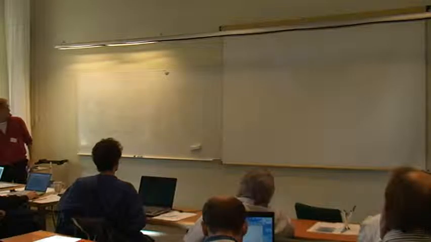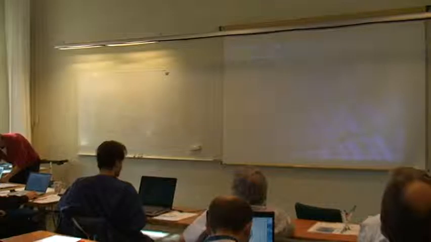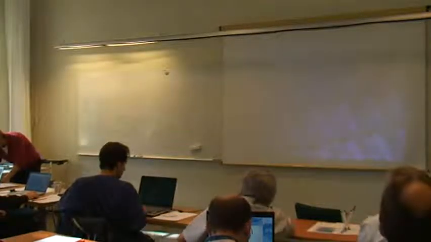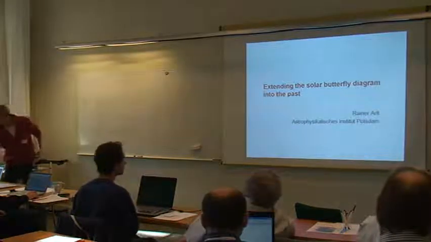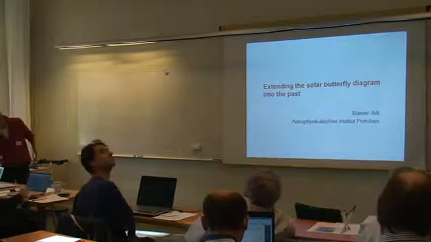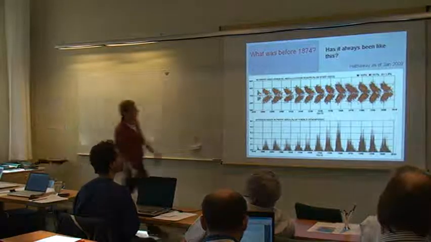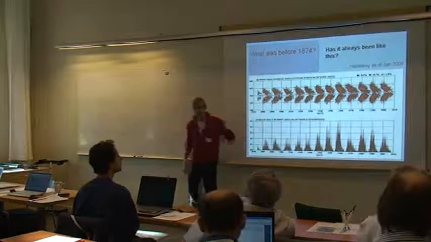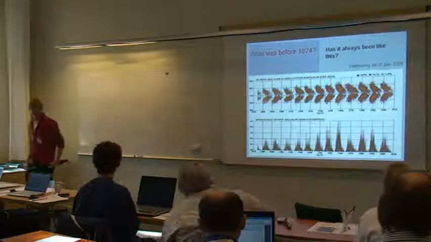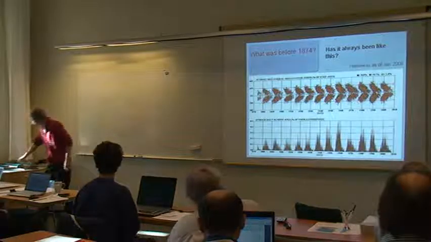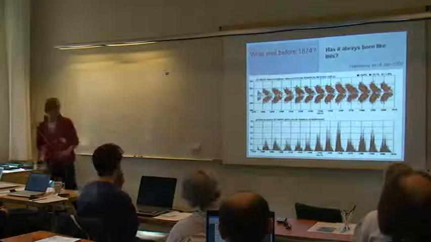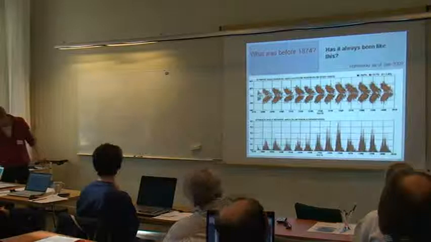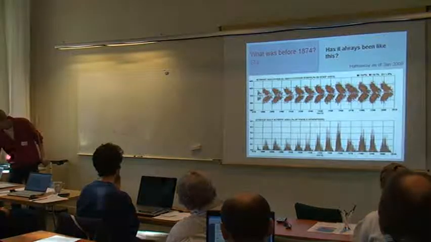All right, I'm talking about observations of the sun, but not very recent and not very precise ones, but still very interesting ones. The title is extending the solar butterfly diagram into the past. We have heard about all the observations from the Greenwich time up to now, and the question is, can we extend this solar butterfly diagram into the past? The answer is yes. Hoyt was actually doing work on this by analyzing the Spörer observations taken from Potsdam, but he didn't find everything in Potsdam because there is more.